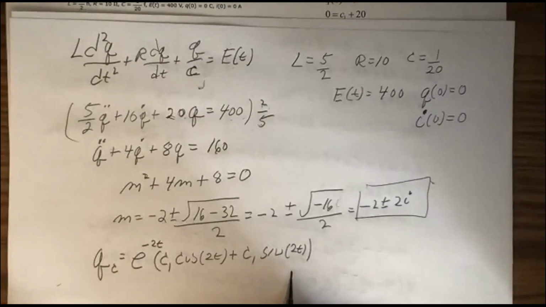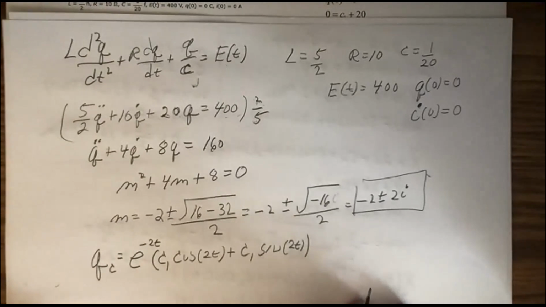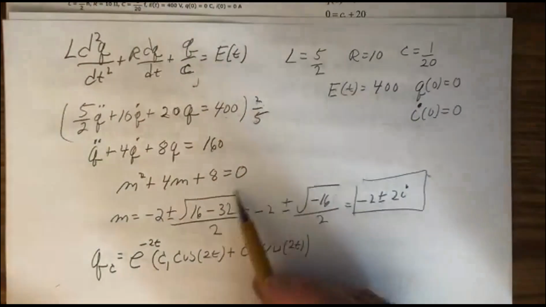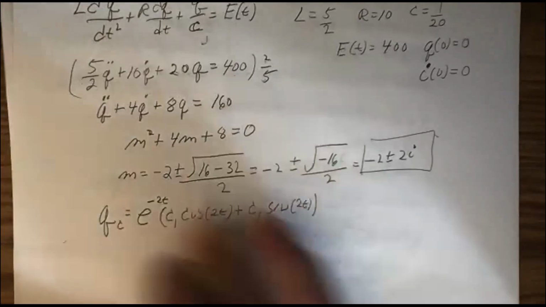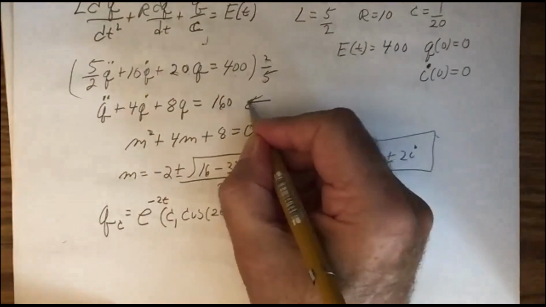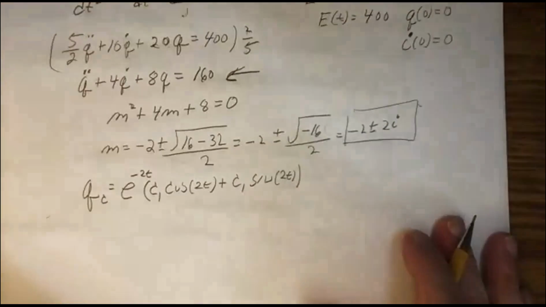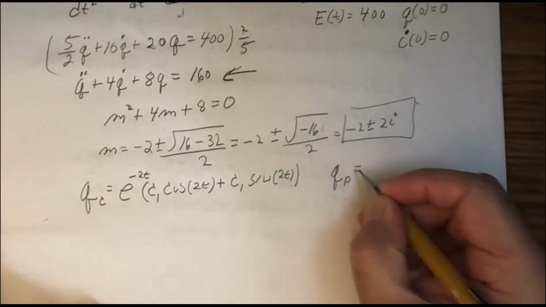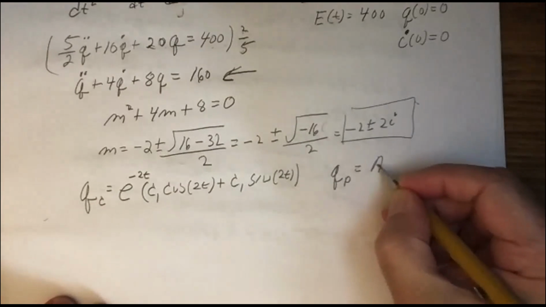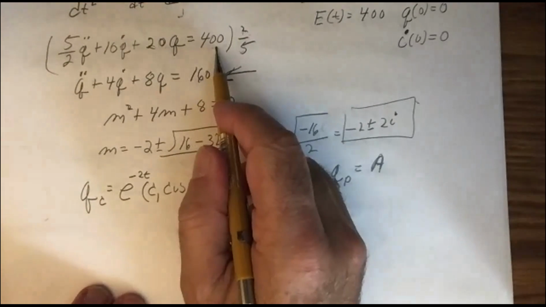Right? So that's my complementary solution. Now, this is just a constant, right? This is just 400, so I'm going to use this equation here. What am I going to assume for my particular solution? Well, I'm just going to assume that this is equal to A, right? I just have a constant here.